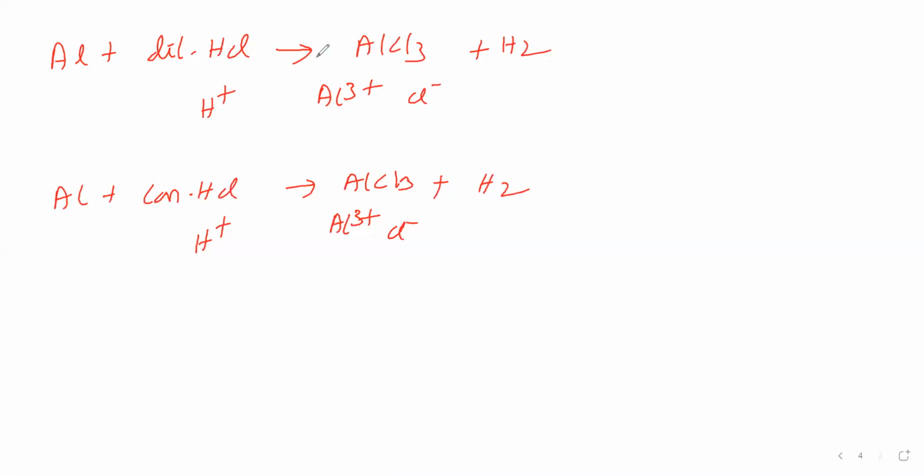So with the dilute HCl reaction, with concentrated HCl the reaction remains the same. But what is the difference? In the rate of reaction. Here the rate of reaction is low, here the rate of reaction is high. That is the difference.